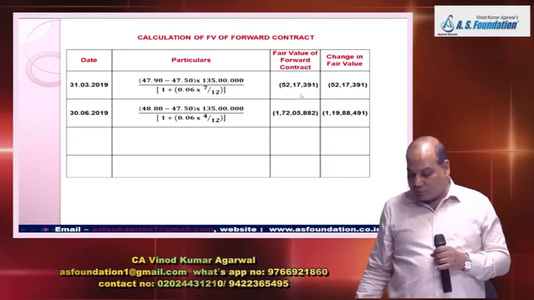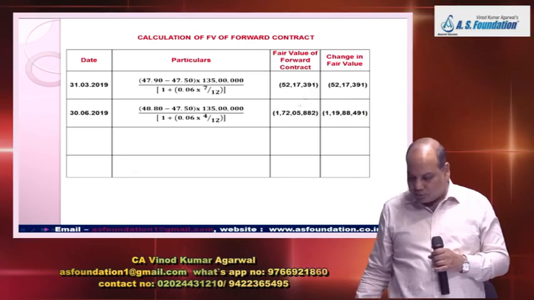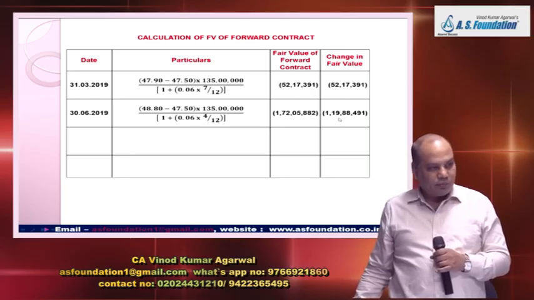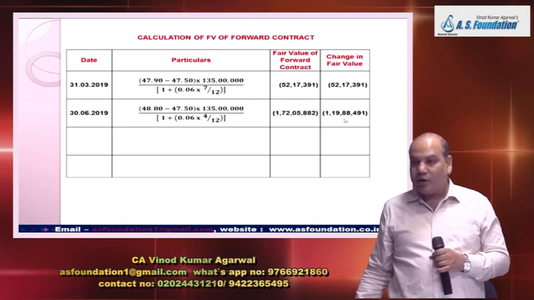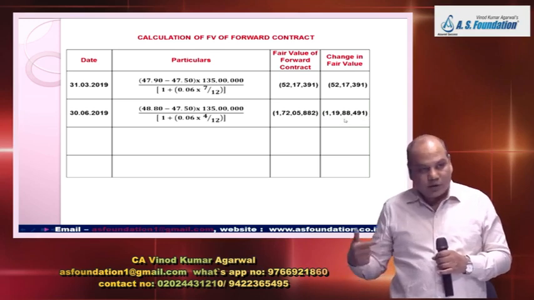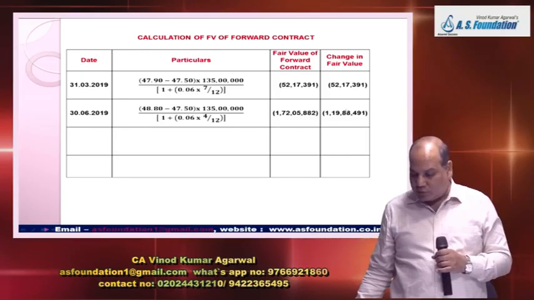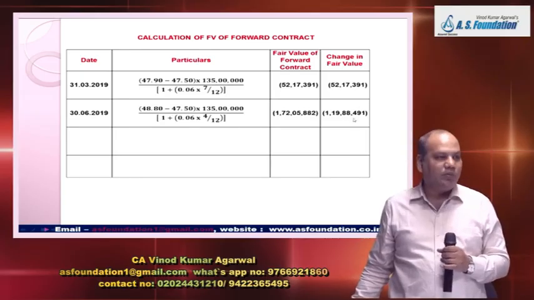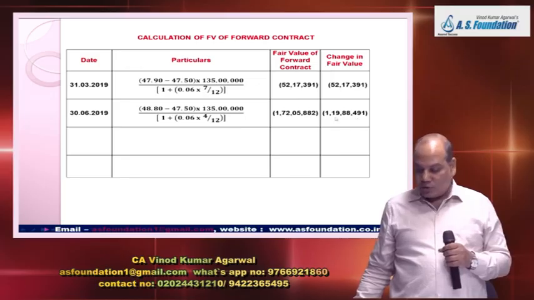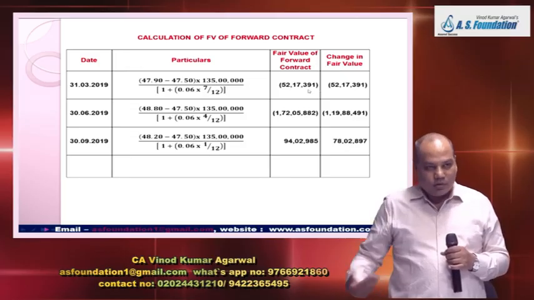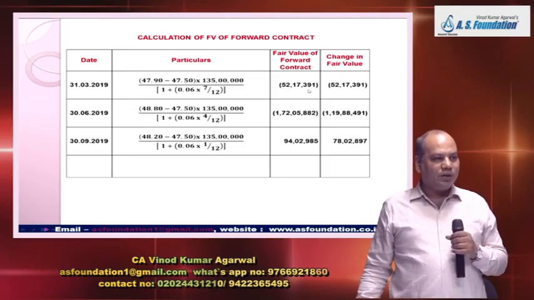Now be careful. I have already recognized this much amount in my books. So I am going to recognize the difference now, the difference between these two numbers. Check, is it right? 1,19,88,491? Because for passing the journal entry on 30th June, I will pass the entry only for the additional amount. This is my cumulative loss. This much I have recognized on 31st March. So next quarter, I will recognize only the additional amount.